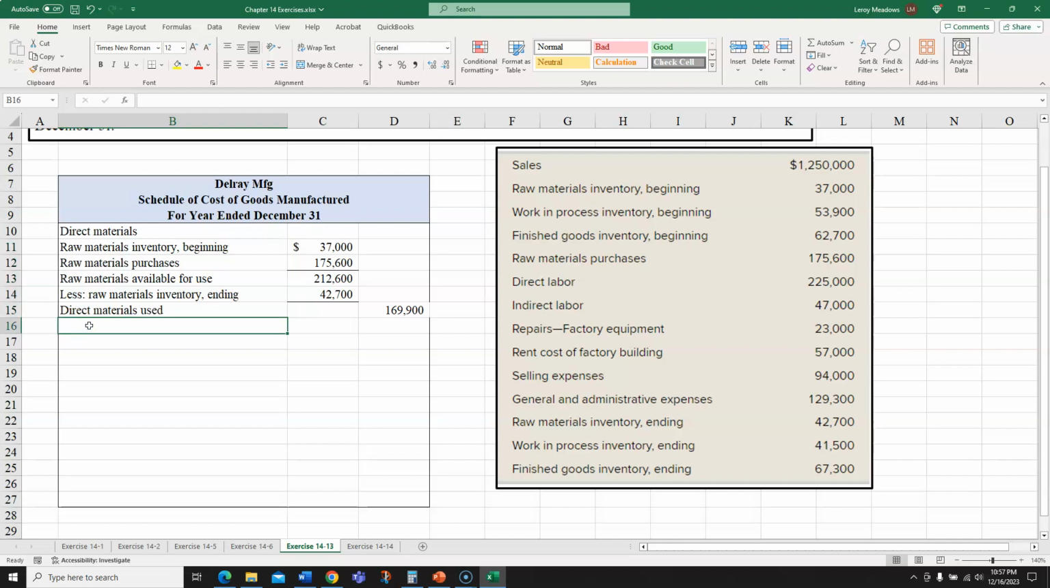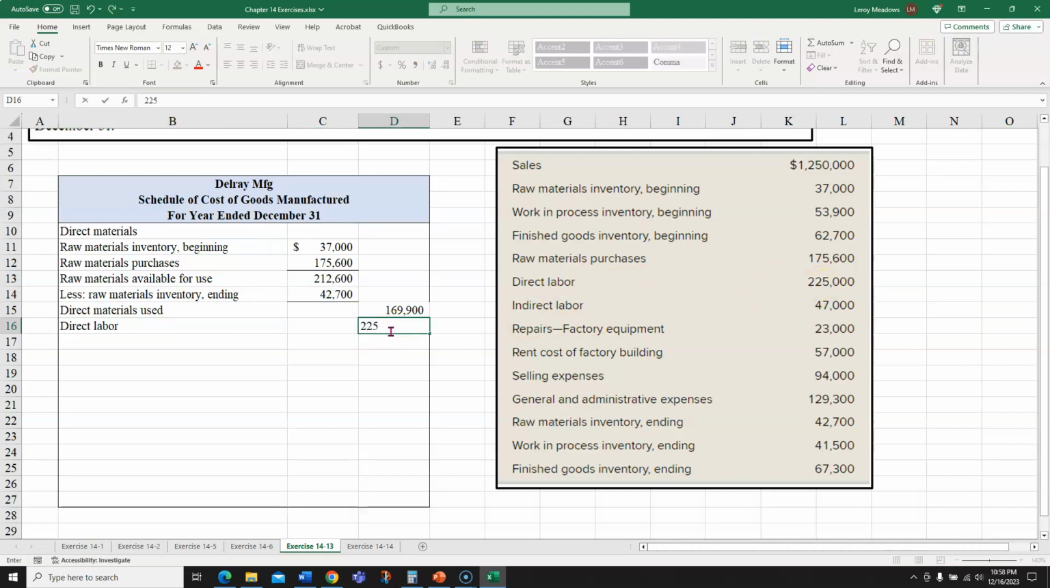So now let's take a look at our direct labor. Now, there is no T account for direct labor, like there would be for materials inventory or work in process inventory or factory overhead. Why? Because direct labor is charged as we incur it. So there is no holding of balances or anything like that. So my direct labor is how much? Well, we're told right here, $225,000. So $225,000.